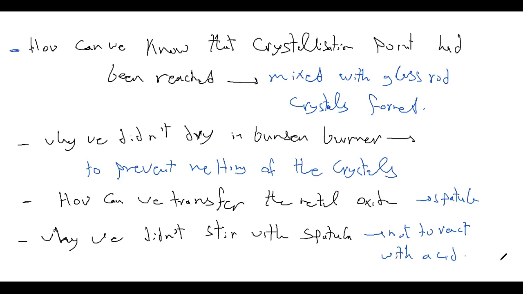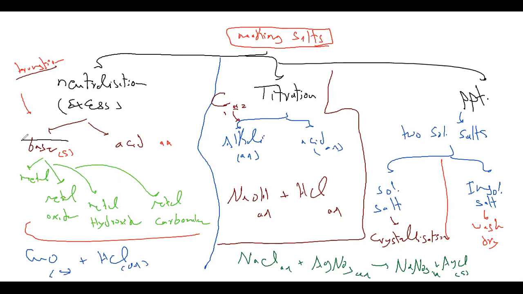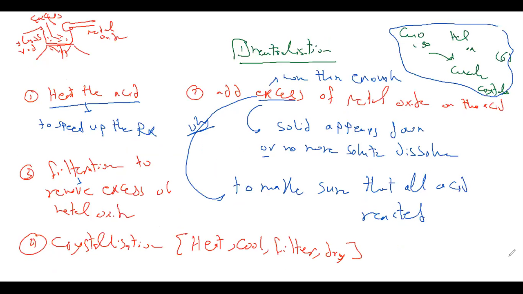Number two, in the case of titration. How can we know whether to use the first experiment or this one? In the first, we have a base with acid: a solid, metal or metal oxide or metal hydroxide or metal carbonate. In the second, we have both of them aqueous, alkali and acid.